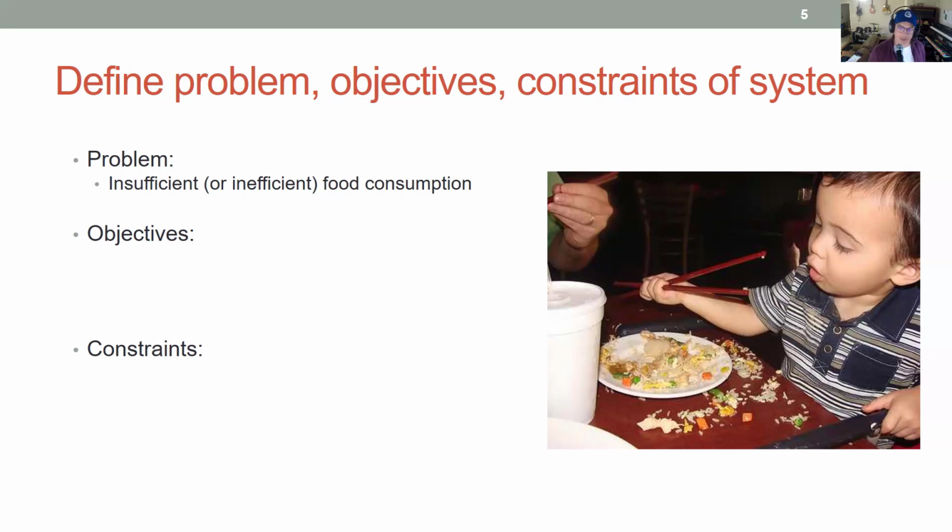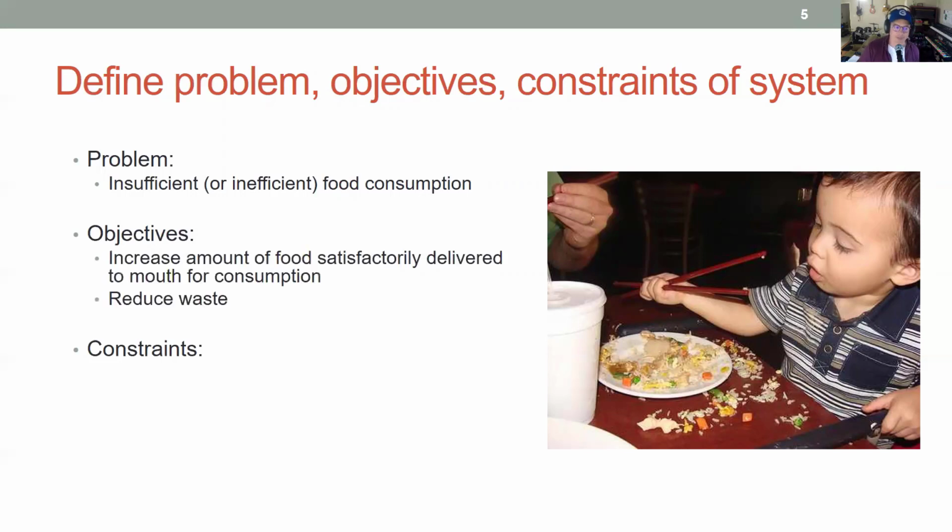So what is our objective then? Well, we usually want to address the problem directly, but the other way of looking at this is the problem is the failure of the objective. That's another way you can set it up. So let's say, all right, we want to increase the amount of food. That's one potential objective here. We want to reduce waste, or we want better manners, or whatever. I guess manners wouldn't contribute to food consumption. So yeah, pretty much increase food satisfactorily delivered to the mouth, right?